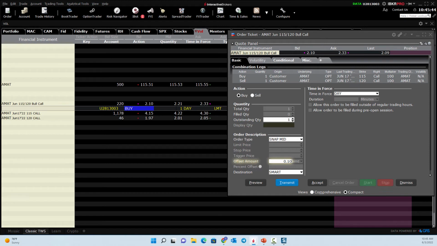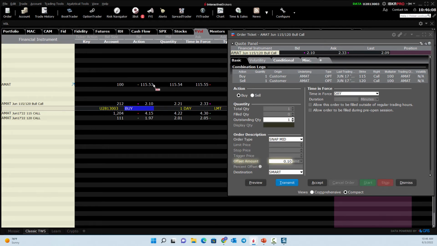We could say, I want it to snap to the midpoint, which, by the way, this order won't even go live because we're not reaching our condition. But we could say when the condition is met, we want to try to get filled in the middle of this spread, but 10 cents better. We want to try to buy it 10 cents better than whatever the midpoint is at that point in time.